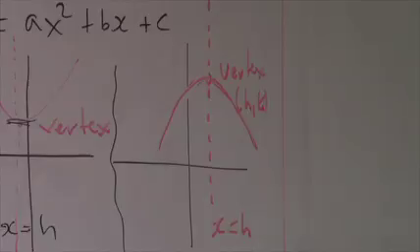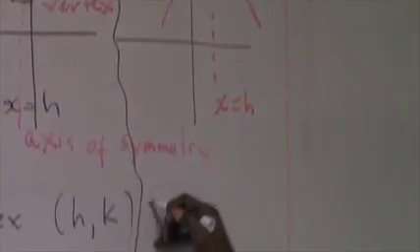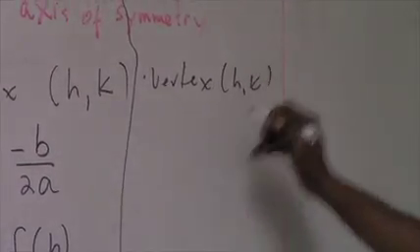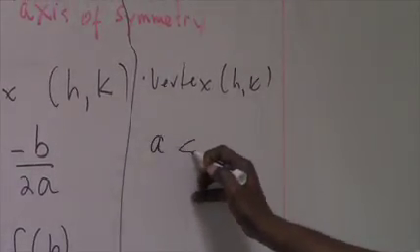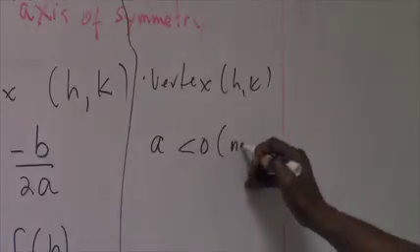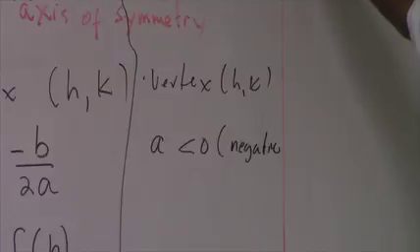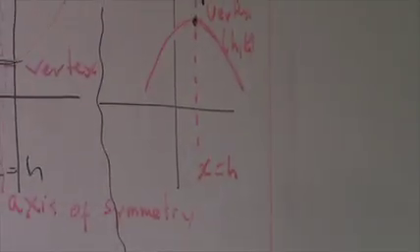We find the vertex the same way we did on this side here. The vertex is also going to be h, k. The difference in this case is that a is less than 0, meaning a is negative. And this point is going to be a maximum point. This graph has a maximum at the vertex.